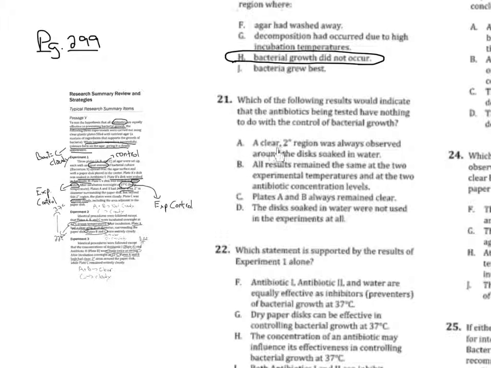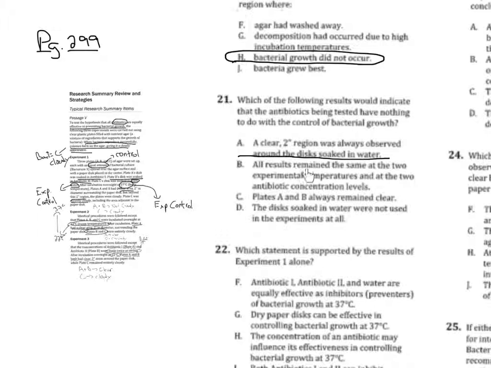A says, a clear 2-inch region was always observed around the discs soaked in water. What that would mean is that water wasn't allowing bacteria to grow either, so the antibiotics also having clear regions just means that they weren't doing anything different than water. So this is a very strong possibility. But let's just check B, C, and D.